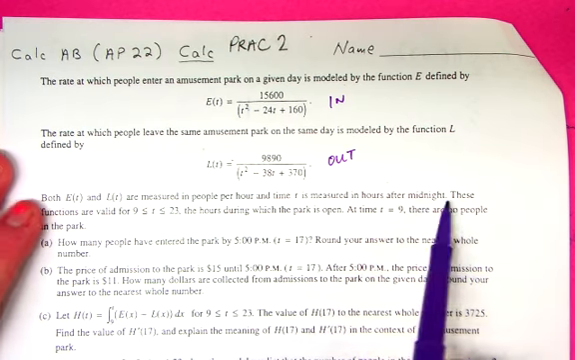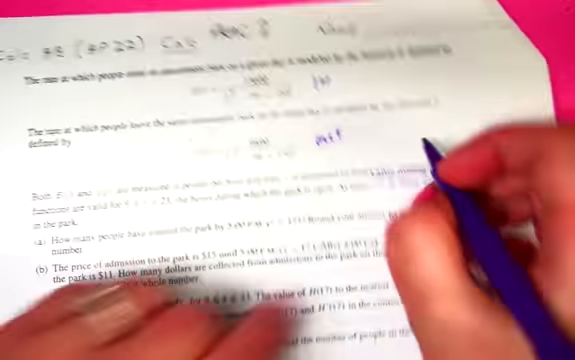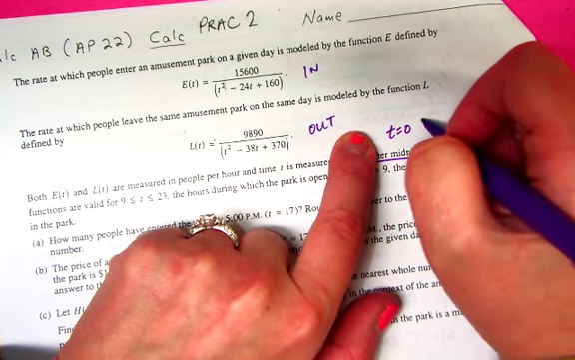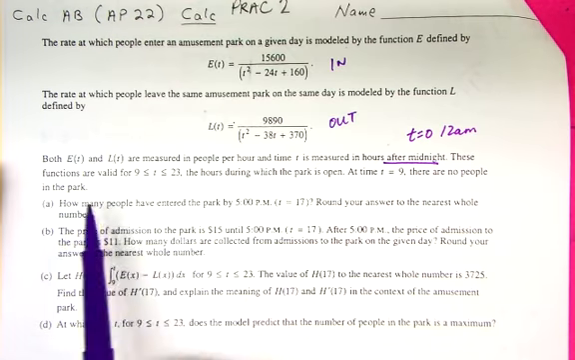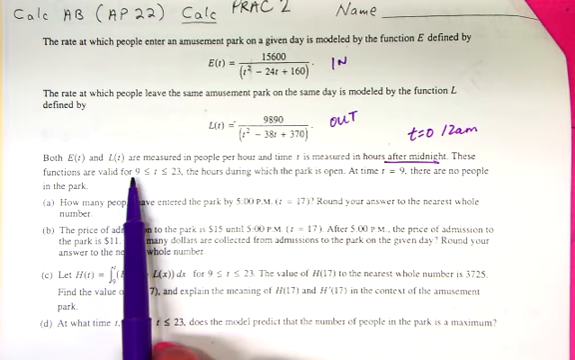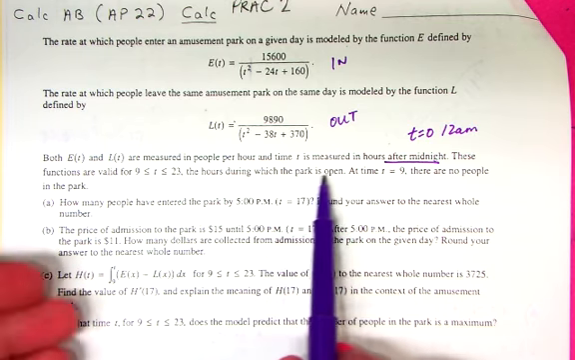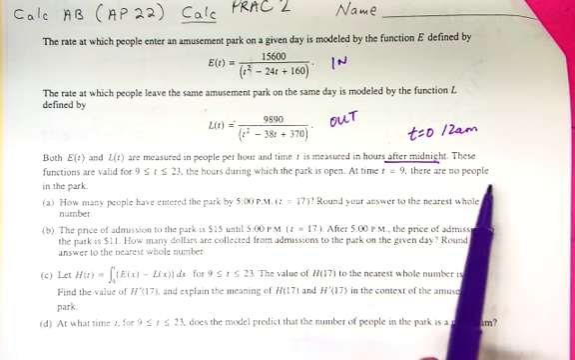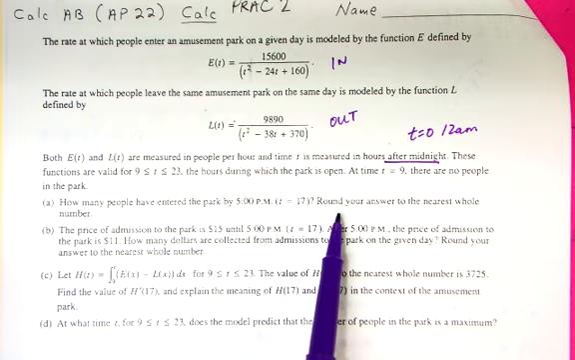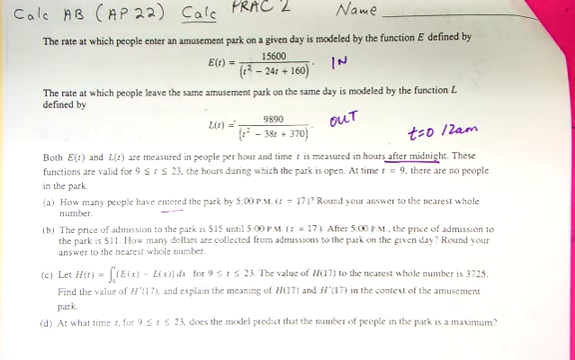Time is measured in hours after midnight, so that's important. So t equals 0 is 12 a.m. These functions are valid between 9 and 23, so that's 9 a.m. up until 11 p.m., which is about when the park is open, right? Hours, yeah. At 9, nobody's in the park. How many people have entered the park by 5? So it just says how many people have entered. It doesn't say how many people are there.